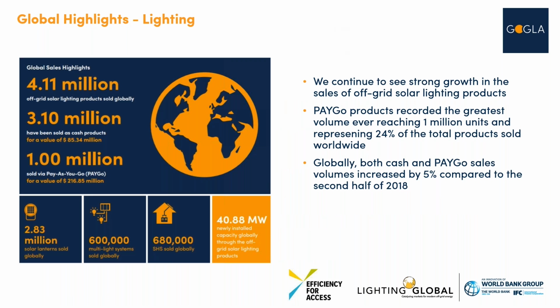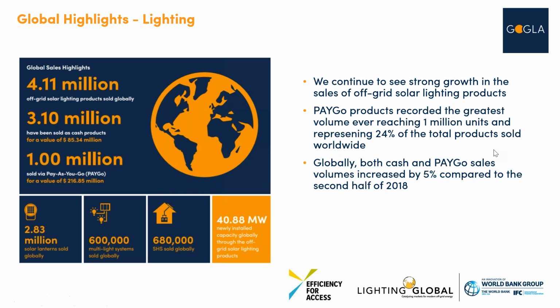Thank you. And just a quick point here, just to share now with you, what are the global highlights? So this is the information that we aggregated from the last round of data. During that 6-month period, you can see the values on the left, where we noticed that for the first ever time pay-as-you-go products reached 1 million of over 4 million off-grid solar lighting product sales. The remaining 3 million were sold as cash.